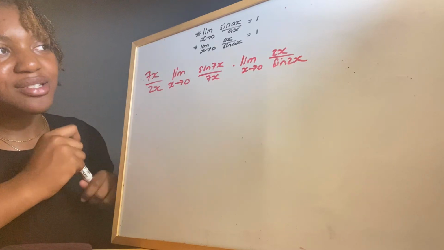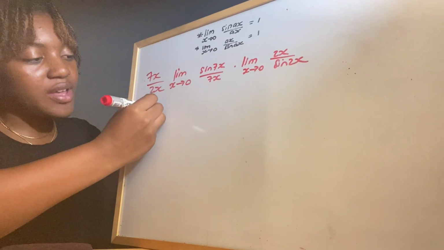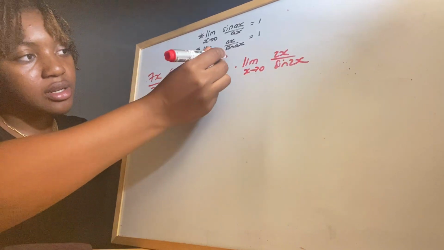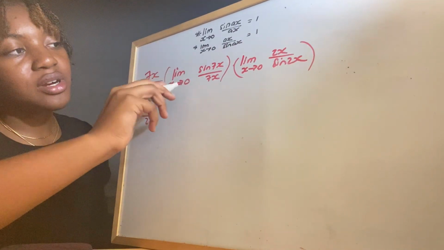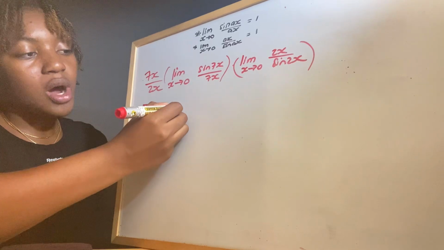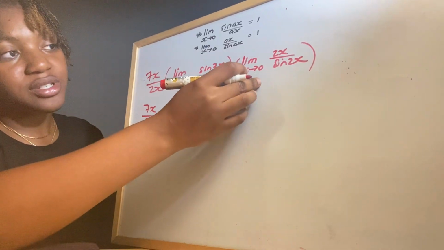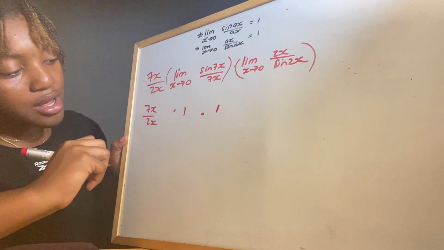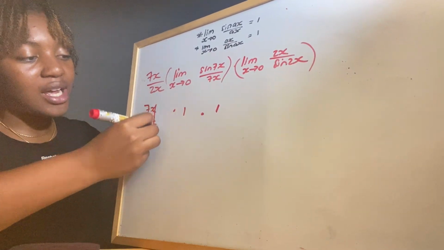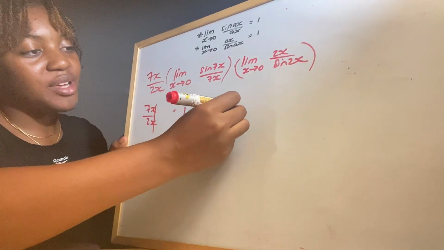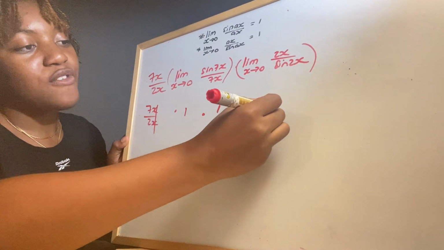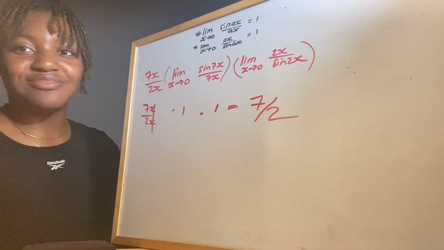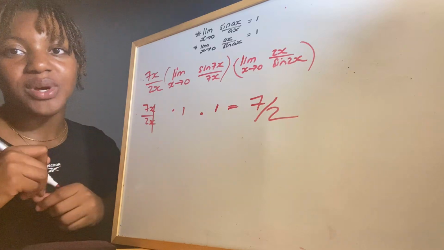We can use the special cases now. We can apply it. So we'd have the 7x over 2x. The limit as x approaches 0, sine 7x over 7x would simply be 1. And the limit as x approaches 0, 2x over sine 2x would simply be 1 as well. So there we have it. So the x's would cancel out each other. And for the limit, we're left with 7 over 2. And that would be the limit for the function sine 7x over sine 2x as x approaches 0.